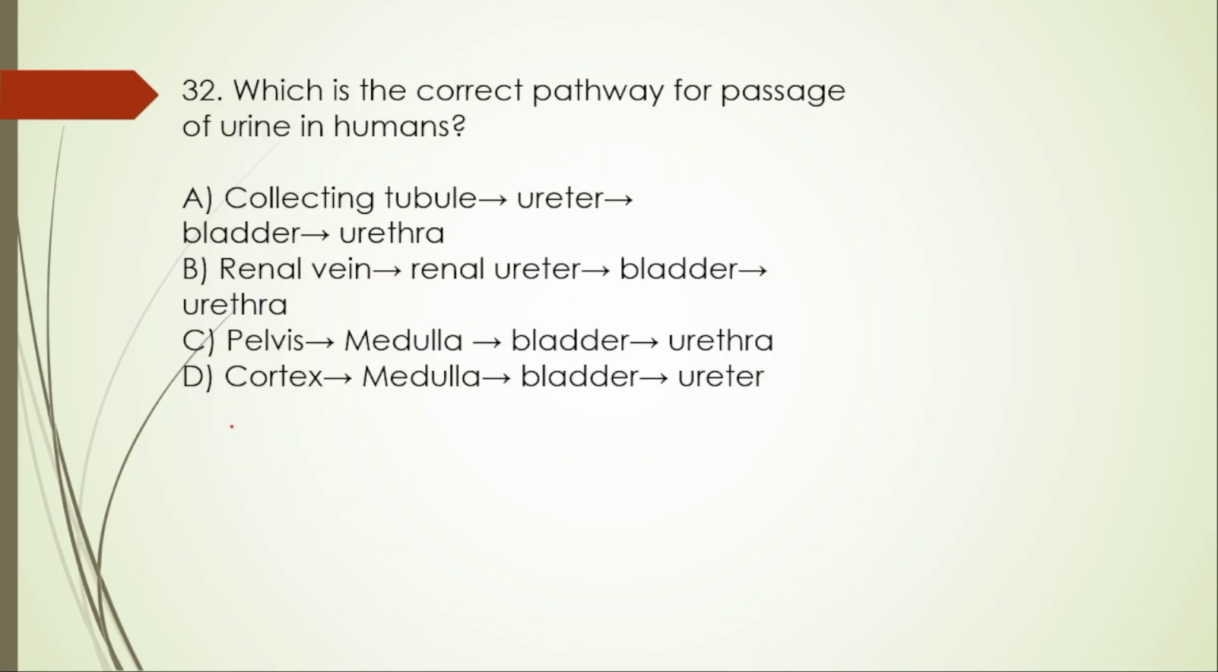Next, 32nd question. Which is the correct pathway of passage of urine in humans? A. Collecting tubule, ureter, bladder and urethra. This one itself is right. Why is it right actually? In collecting tubules, urine is firstly formed in the nephrons of the kidney and gathered in the collecting ducts, or tubules, you can say. Then in ureter, these tubes carry the urine from kidney to the urinary bladder. Then in the bladder, a muscular sac, urine is stored until it is ready to be excreted. At the last, the urethra is the final tube through which urine leaves the body. That's why this one is right.